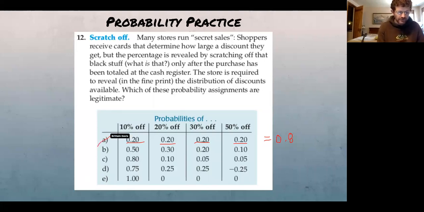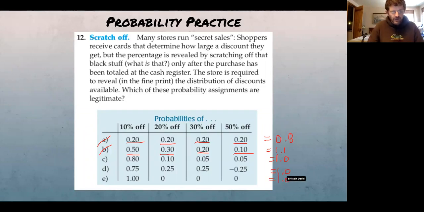B, we've got 50, 30, 20, 10. If you add that up, you get 1.1. So that's no good. If you add up the next one, 80 plus 10 plus 0.05, 0.05, that adds up to 1. We're good. The next one is 75, 0.25, 0.25, negative 0.25. That adds up to 1. So far, we're good. And then the next one adds up to 1.